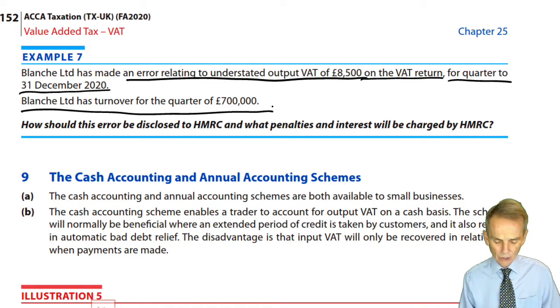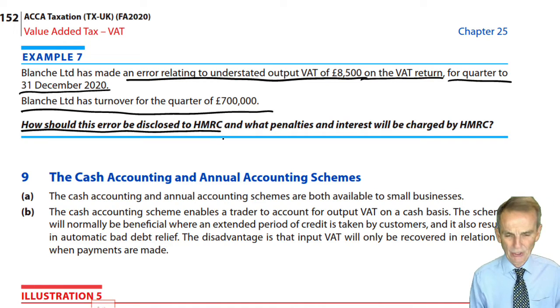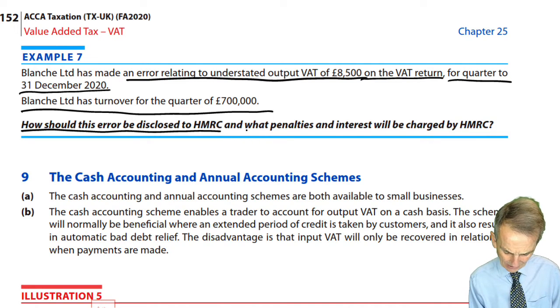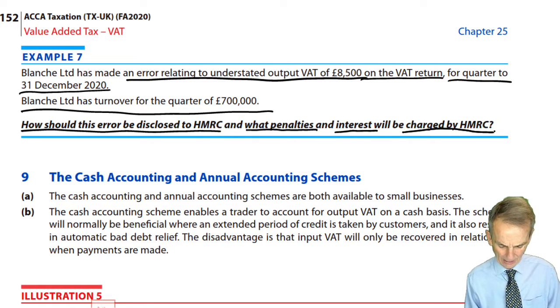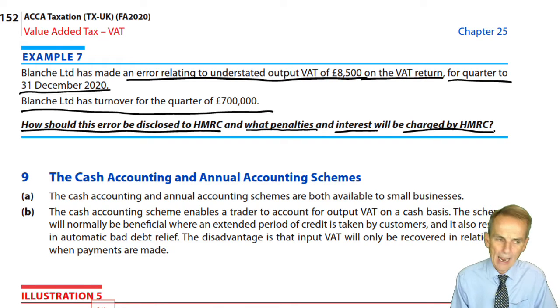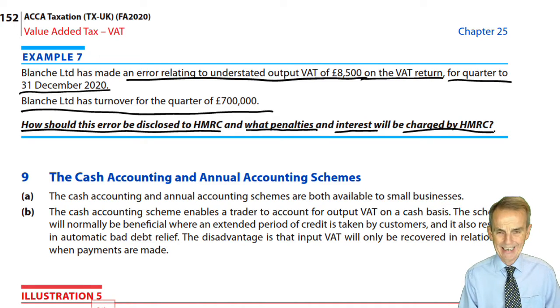What is it that we have to do here? How should this error be disclosed to HMRC? So what do we do about informing HMRC about the error that has been made? And what penalties and interest will be charged by HMRC? So, penalties and interest. And how do we inform HMRC of the error that has led to the understatement of that output VAT, the understatement therefore of the VAT that has been paid over to HMRC?